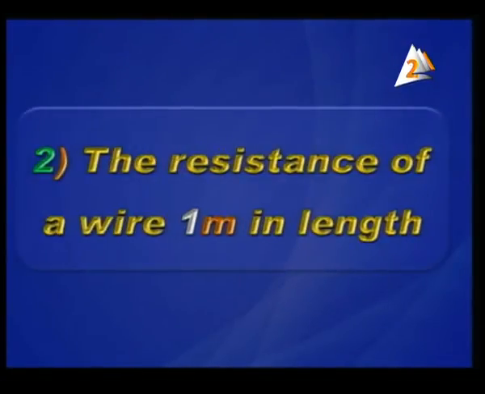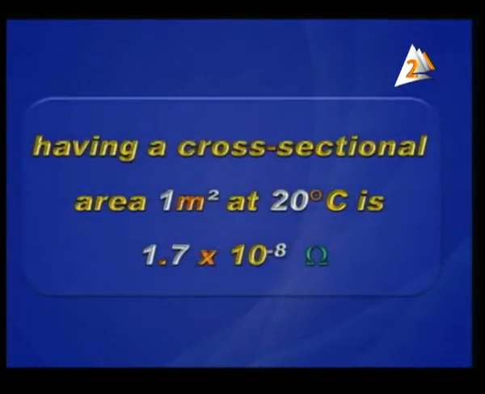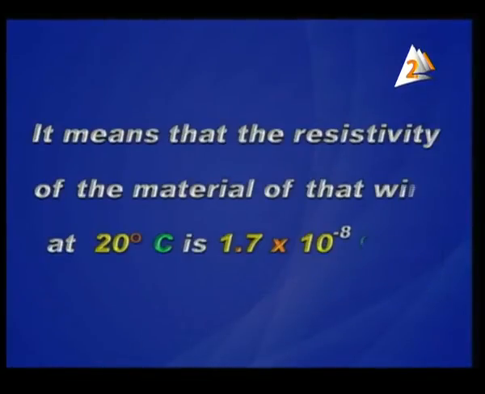What's meant by the resistance of a wire 1 meter in length, having a cross-sectional area 1 meter squared at 20 Celsius, is 1.7 times 10 to the power of negative 8 ohm? When length is 1 meter and area 1 meter squared, resistance will be equal to resistivity. So the resistivity of the material of that wire at 20 Celsius is 1.7 times 10 to the power of negative 8 ohm meter.